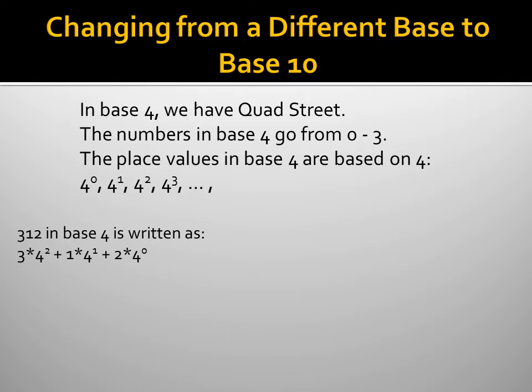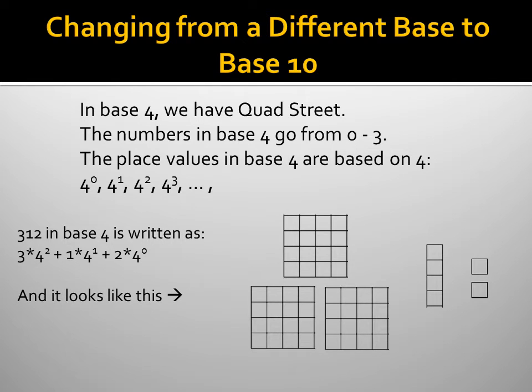Now you'll know which exponent to start with because you should always end with the 0 exponent. And it looks like this. So we have 3 little blocks that are 4 squared. They're 4 up by 4 across, which makes them 4 squared. So we have 3 of the 4 squared blocks. We have 1 of the 4 to the 1 block. So it's a block that has 4 little 1 pieces in it. And then we have 2 of the 4 to the 0 blocks. Remember that 4 to the 0 power is 1. Anything to the 0 power is 1. So we have 2 of the little 1 blocks. So this looks like 312 in base 4.